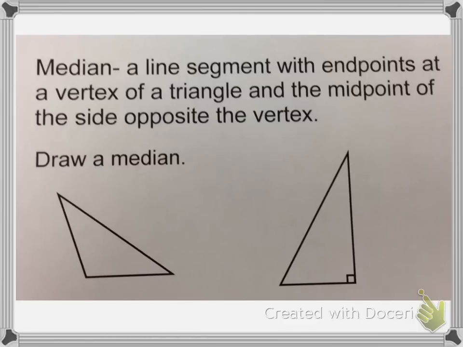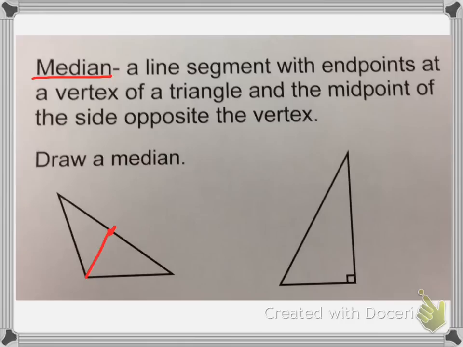Alright, so here's our next one, a median. A median is a line segment with endpoints at a vertex of a triangle and the midpoint of the side opposite the vertex. Okay, so this is different than an angle bisector. The angle bisector came from the vertex and extended to the side, but it split the angle in half. This is a little different in that you find the midpoint, let's say that's the midpoint of this side, and from that point, it extends to the vertex.